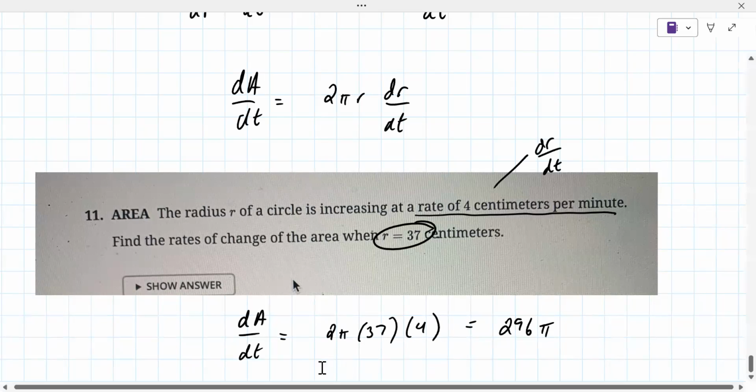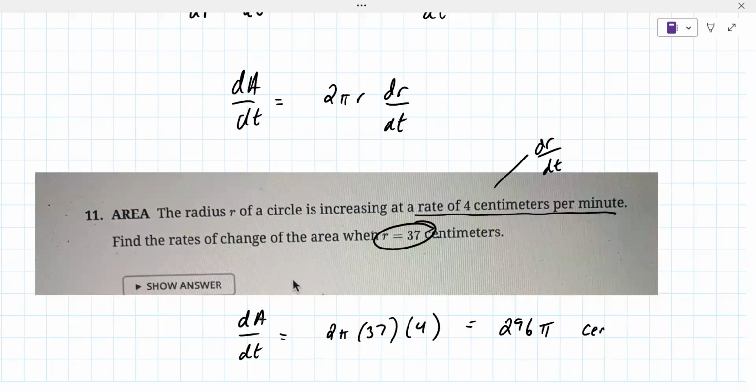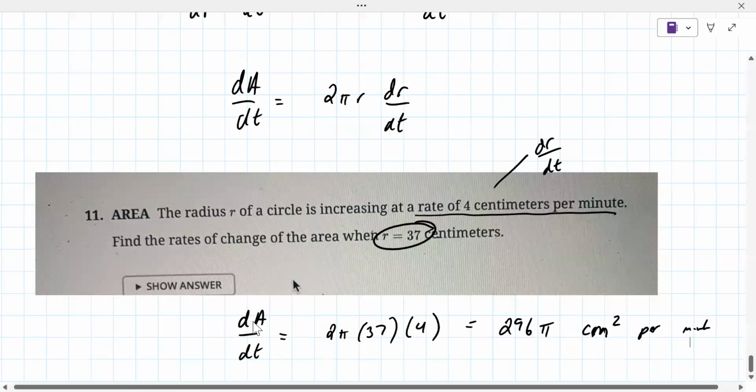Now for the units, you really want to go back to this. What is A? A is area, so that's centimeters squared per... You really go back to whatever this is to get the right units. This area is in terms of centimeters squared. The t is the time, that's the per minute. Okay, that makes sense.